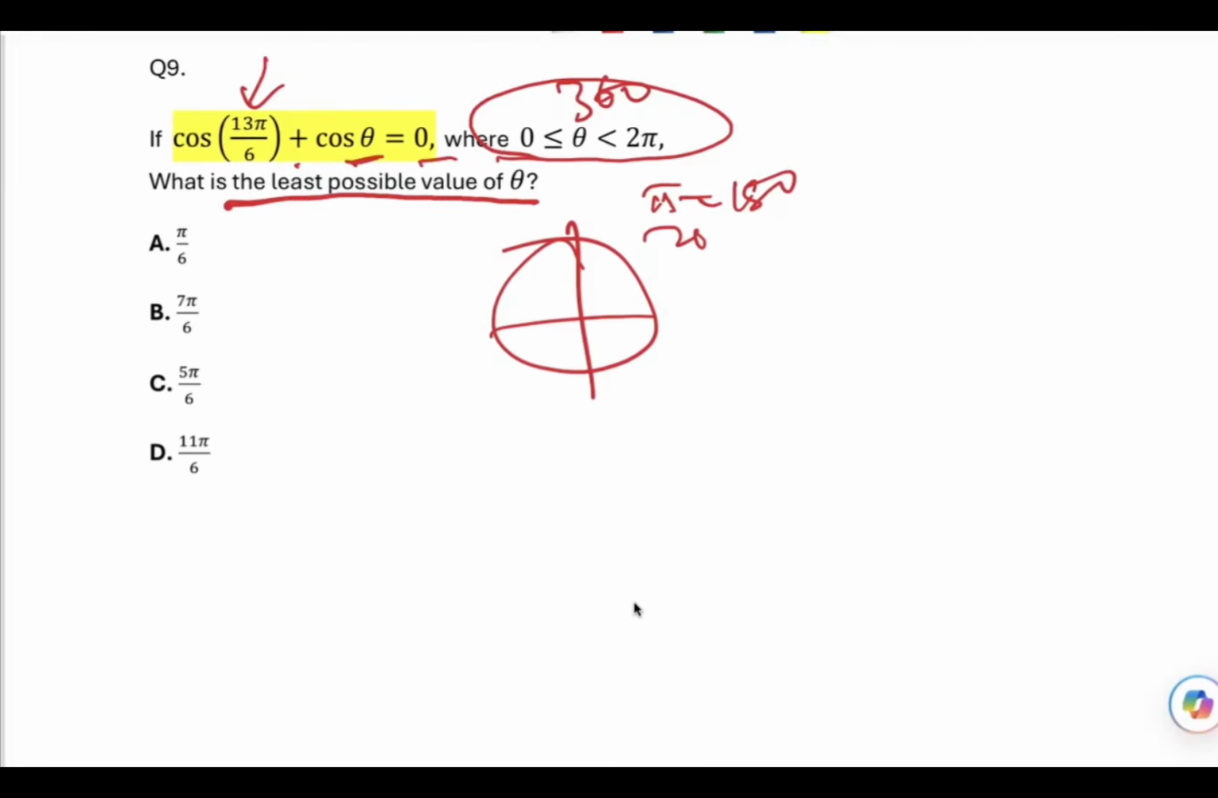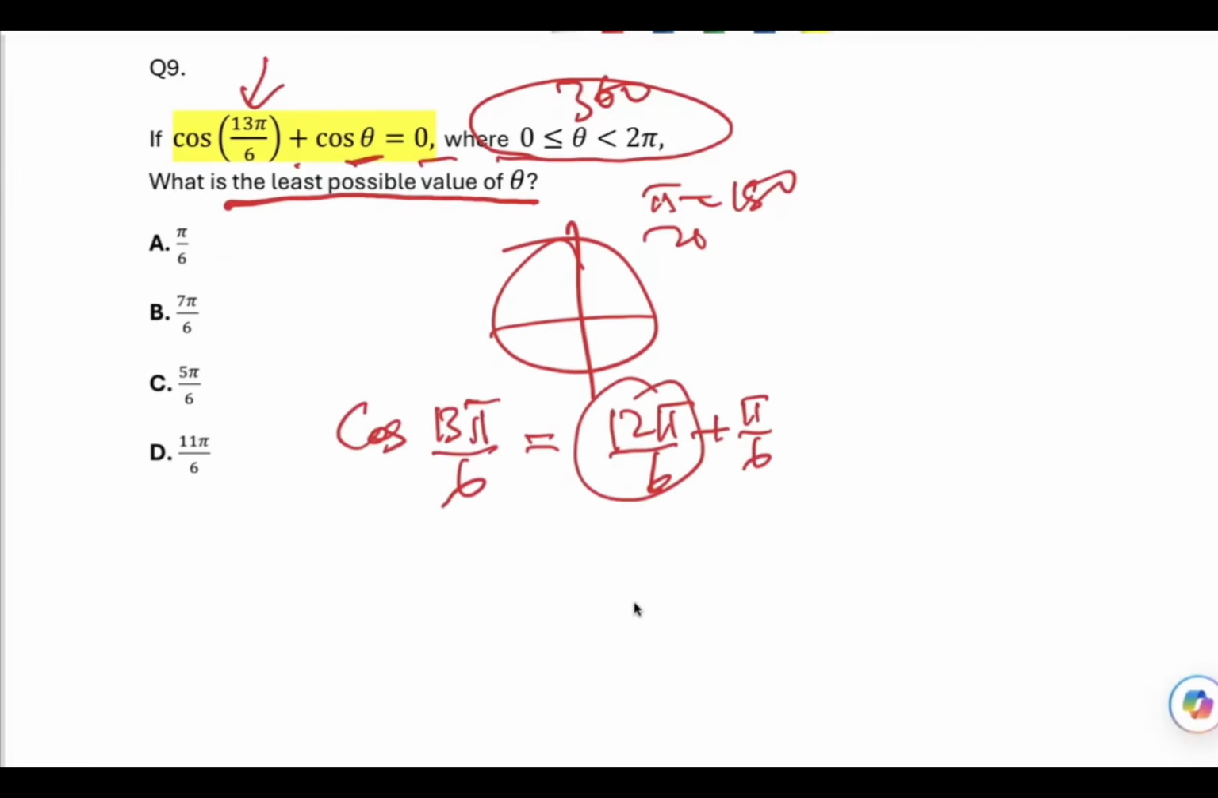It looks complicated. First thing is to understand what cosine of 13 pi over 6 means. Always reduce it by 2 pi. I can rewrite 13 pi over 6 as 12 pi over 6 plus pi over 6. That's all. The 12 pi over 6 is 0 because when you rotate over 2 pi, it is 0. Now I'm left with pi over 6.